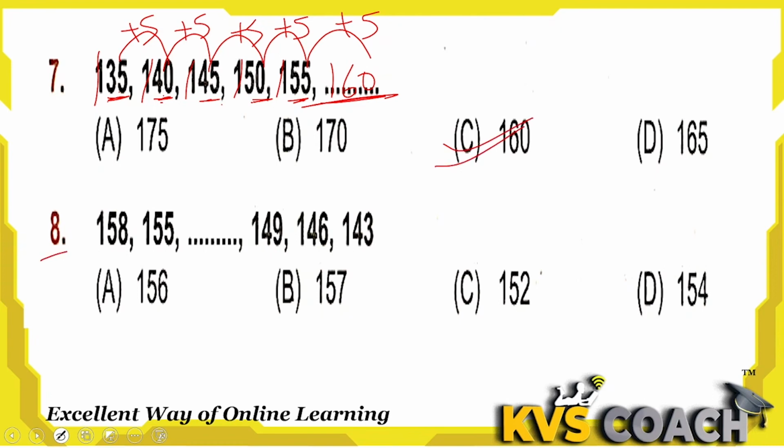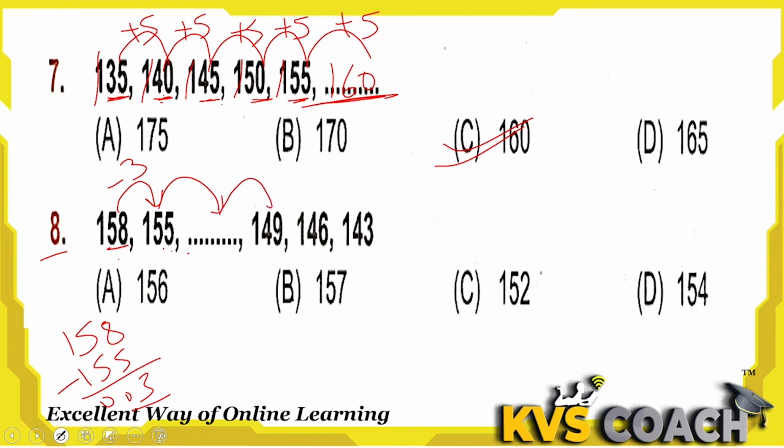Next is 158 155. So here from 158 to 155 when we go, it means we will subtract minus 3. Then we get 155. If you can't calculate like this, then if the number is bigger than another number, then we will subtract from bigger to smaller number. Then we will get the difference. So 158 minus 155, that is 3 difference. Again, so here it is 3. Next will also be minus 3. Here will also be minus 3.